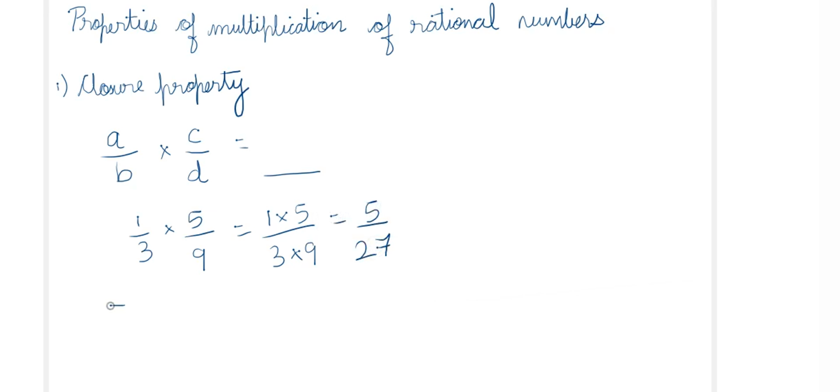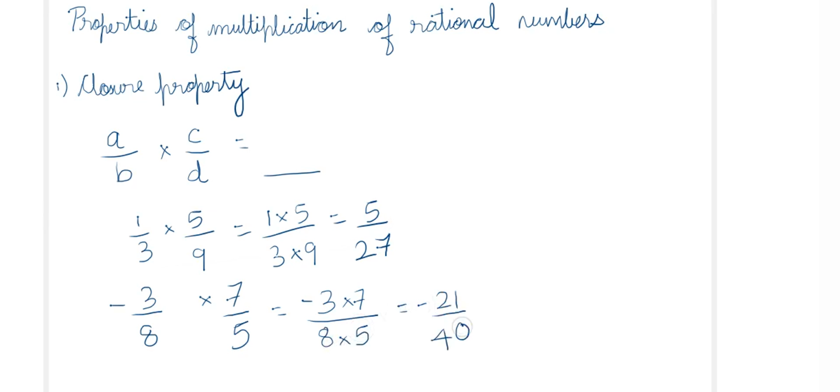I'll check another example. Minus 3 by 8 into 7 by 5. Again, multiplying the numerators, we get minus 3 into 7, and multiplying the denominators, we get 8 into 5. So it's minus 21 by 40. This is also a rational number. So the closure property holds good for rational numbers for the multiplication operation as well.